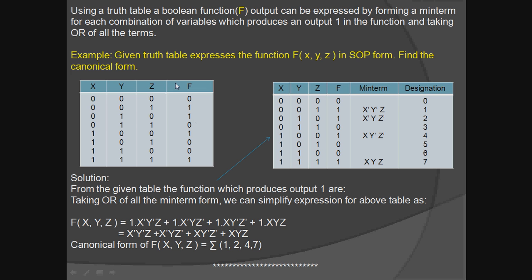Now, in some textbooks, not all of the outputs are correct. But since it is written here like this, we have to follow that format only, right? So now this is the solution table that is generated. So from the given table, the function which produces 1 are, so here we find the min term expression from the function output.